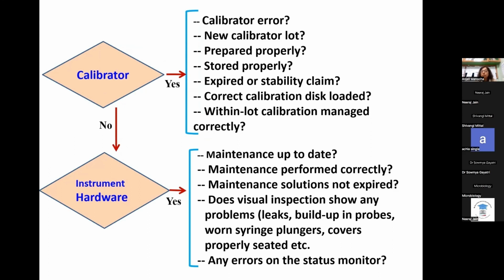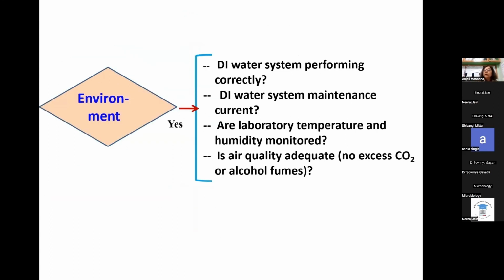Then we move to the instrument. Maintenance of the instrument: any leak, any probe blockage, any syringe leakage, any errors on the status monitor. All these have to be checked. Then environmental conditions. I'm sure you will find one of these. If nothing is found, then of course you can't pinpoint anything, and if it's only a one-time error, it could be a random error.